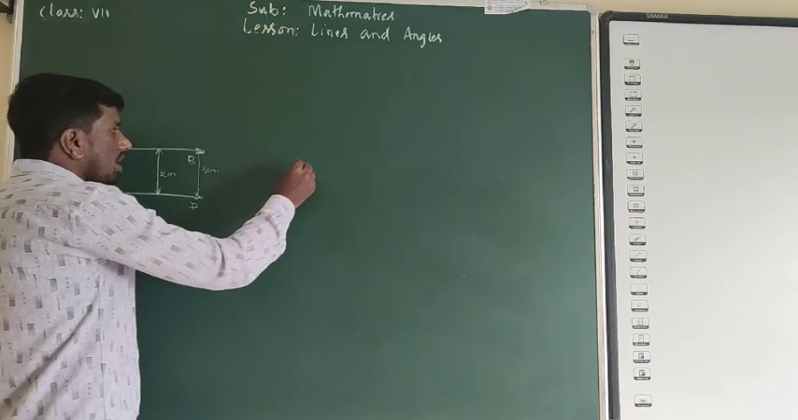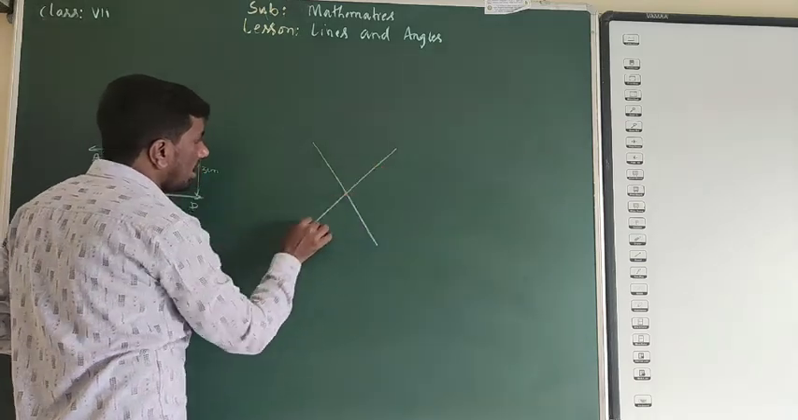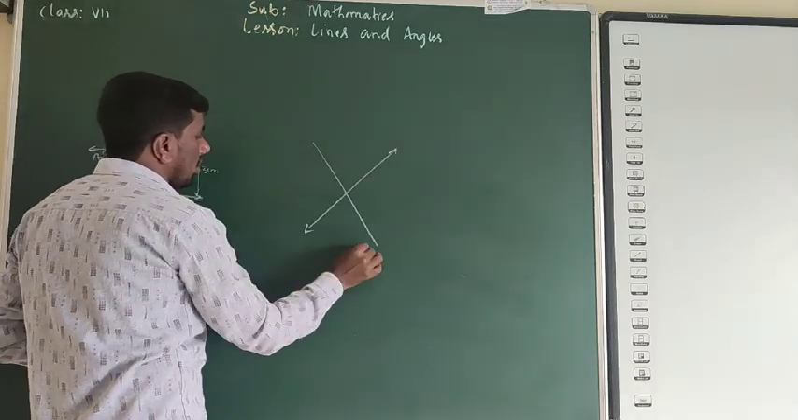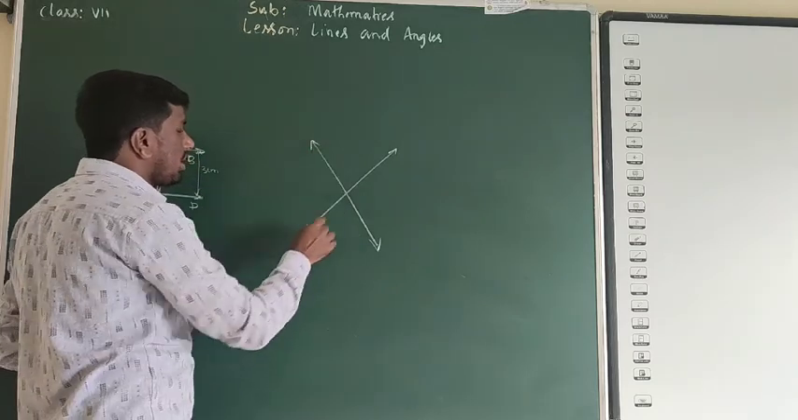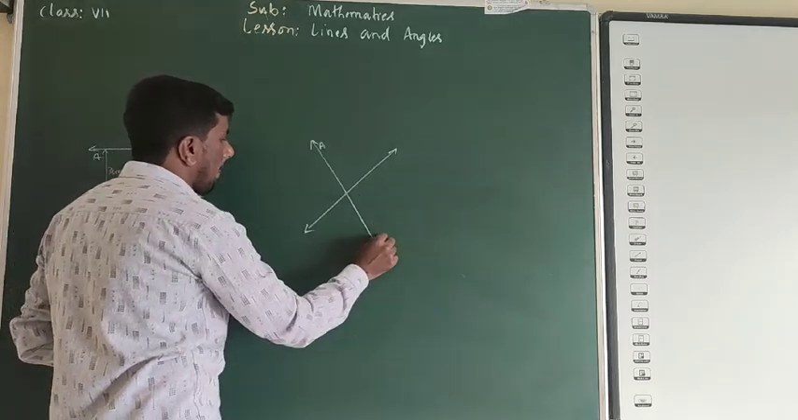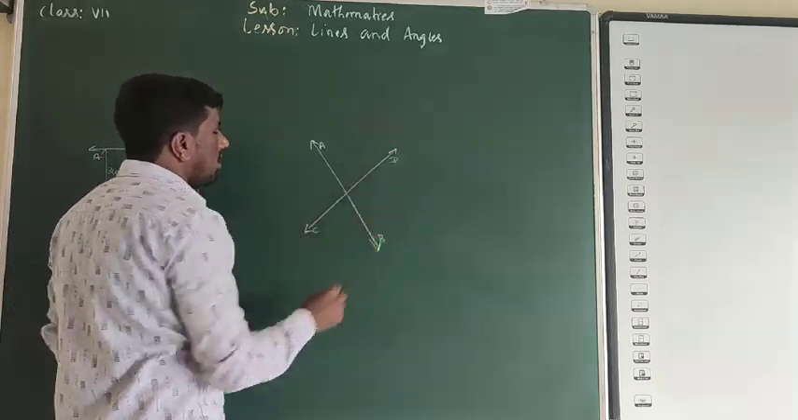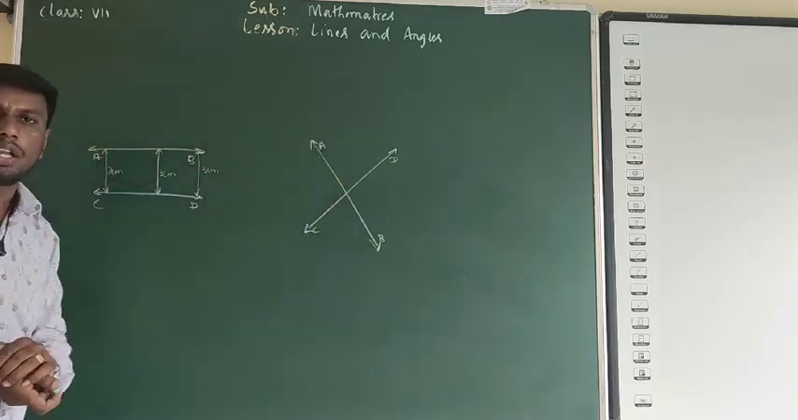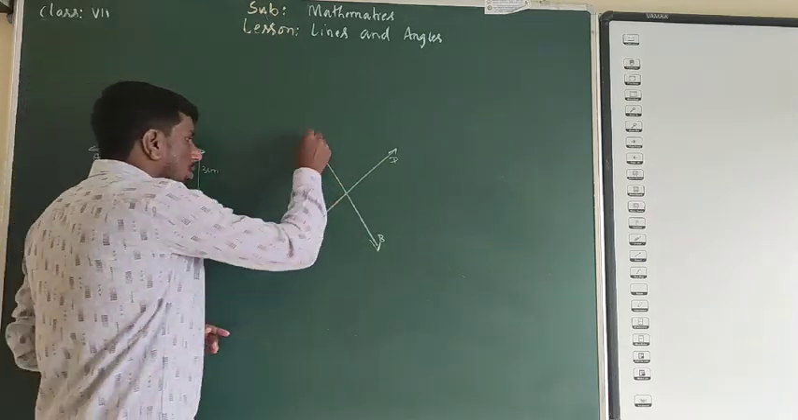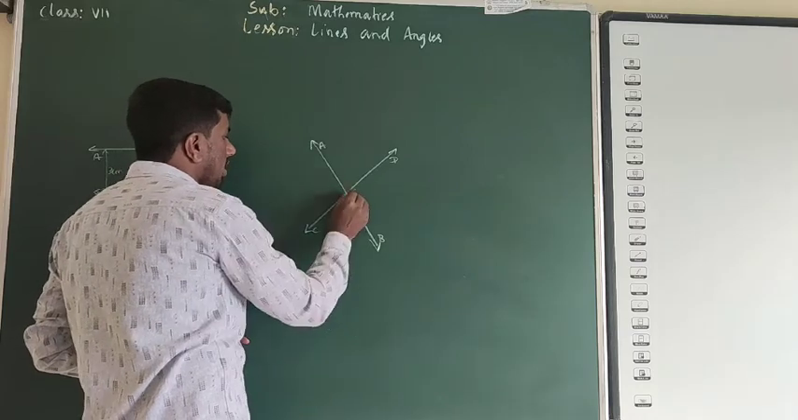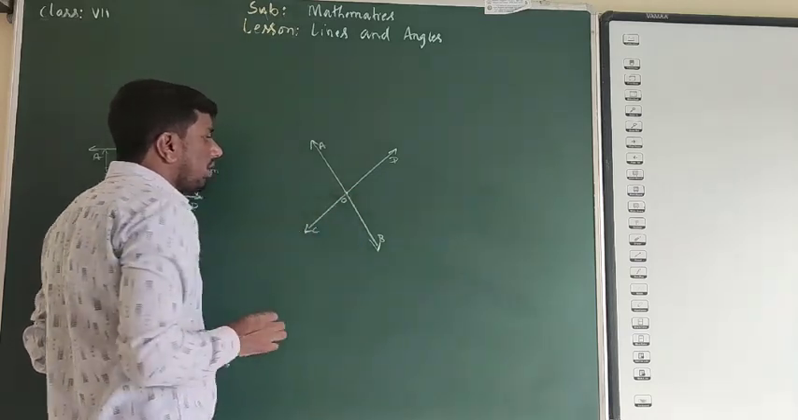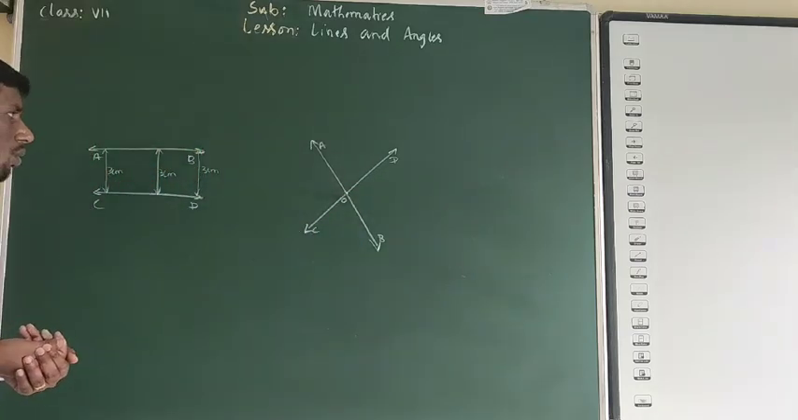Okay. Now intersecting lines. When two lines are intersecting, this is A, C. These two are intersecting lines. You can observe that AB is one line, C is another line. Both will be intersecting at one point O.